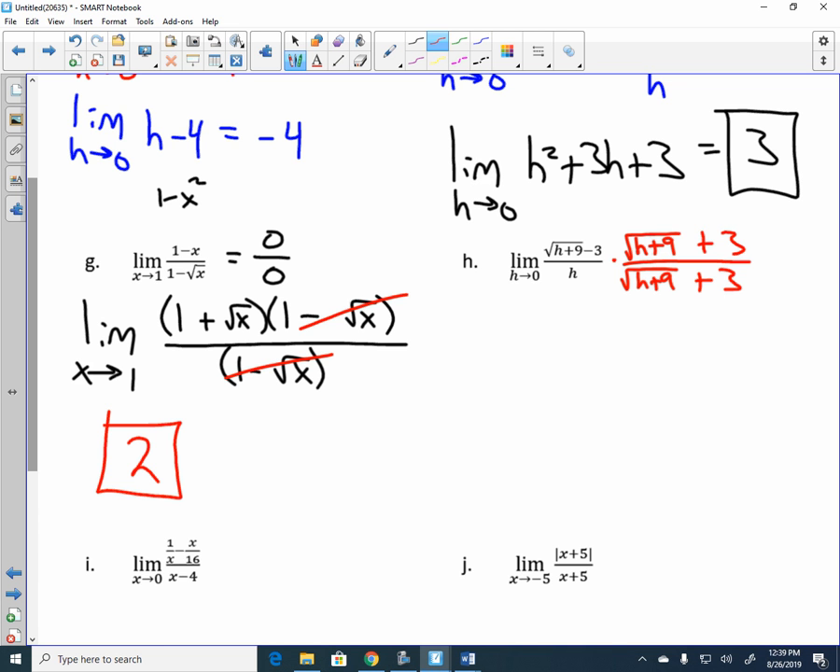Please be careful with the fraction you've set up now. I'm going to make sure I write this out. Limit as h goes to 0 of square root of h plus 9 times square root of h plus 9. What's going to happen to the middles? Cancel. Negative 3 times positive 3. And then in the denominator, we have h times square root of h plus 9 plus 3.